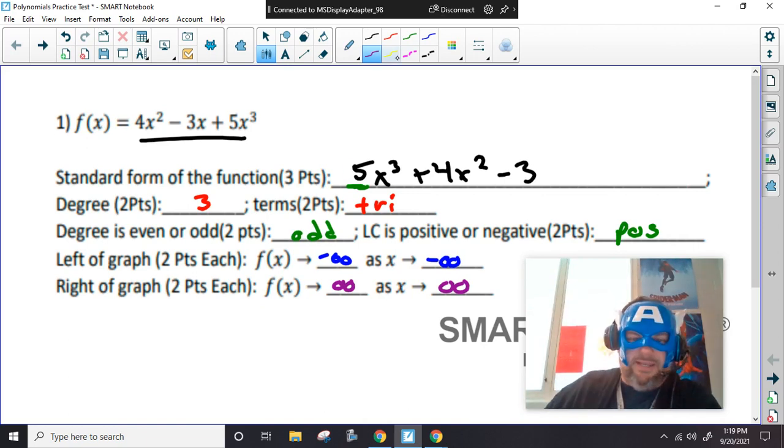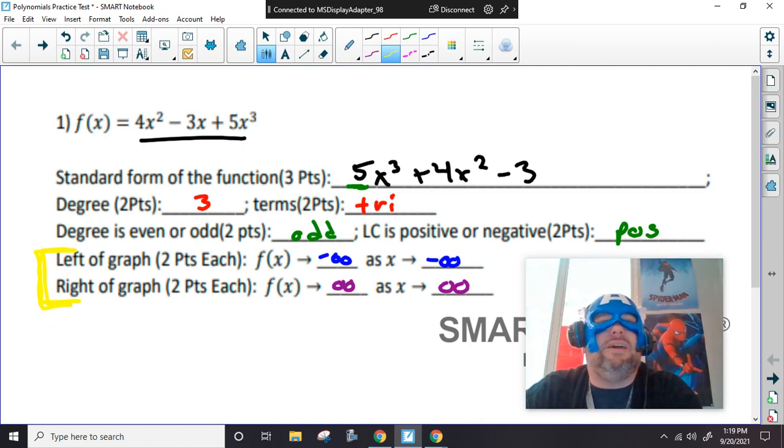Now, considering that this stuff right here is on the board as you take this test, hopefully you can know the difference between an even number and an odd number of a degree, and if a number is positive or negative.